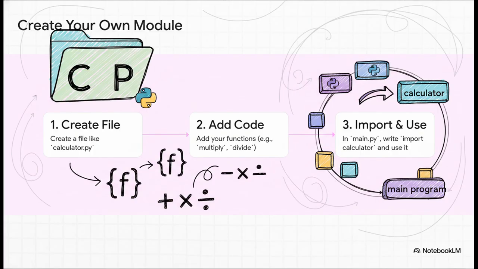And these are just a few examples of what's at your fingertips before you even install anything else. But this is where you really level up. Making your own module is just a simple three-step process. 1. Create a file, let's say calculator.py. 2. Add your code, your functions. And 3. In your main program, just import it and start using it. This little loop right here, this is how real applications are built, piece by piece, module by module.